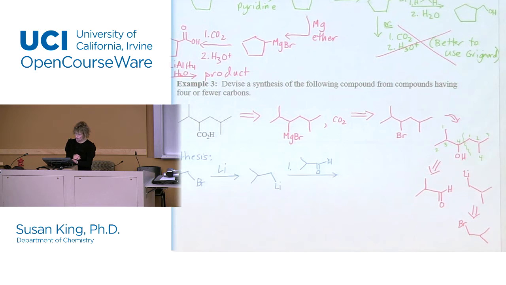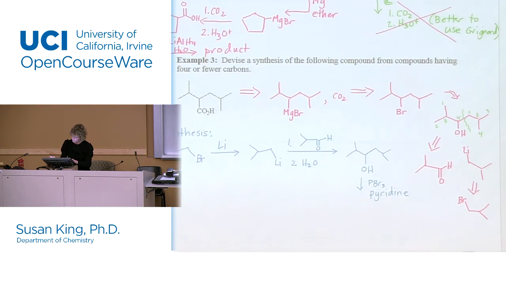So there's our 4-carbon aldehyde. We follow that with water. That gives us the alcohol we're looking for. And then what do we want to do there? We want to turn that into a bromide. What would we use? PBr3 pyridine. Would not want to use HBr here because things are going to rearrange. That's not what we want. PBr3 pyridine. We'll turn that into a halide.